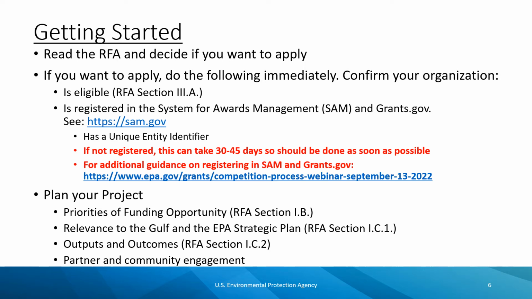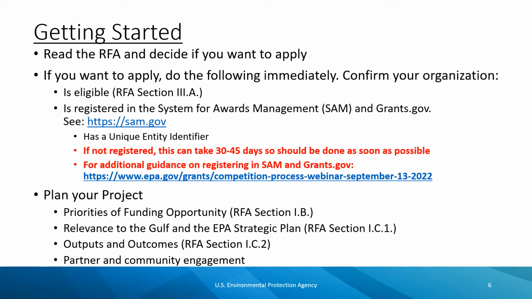Second, confirm your organization has a current registration with the System for Award Management at www.sam.gov. You must have a unique entity identifier and be registered at grants.gov. These are all extremely important since obtaining a UEI could take more than 30 days or longer. Not obtaining these in time is not an allowable reason for a late application to be accepted, so please double check this as soon as possible.